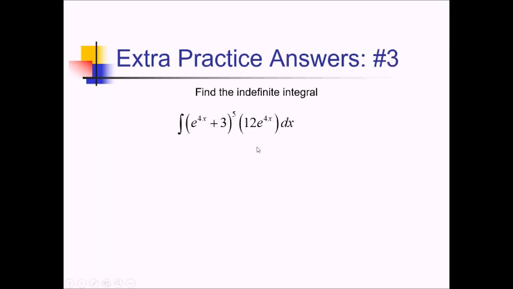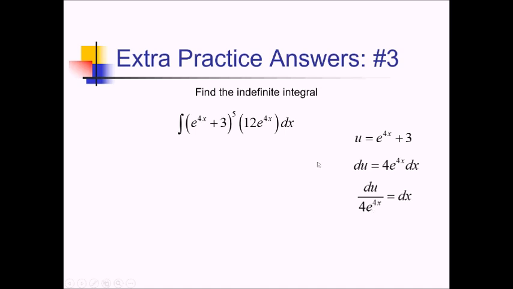On this problem, I notice that I have an inner function inside this 5th power whose derivative is somewhere else in the problem, so I'm going to try substitution here. Let me let u equal e to the 4x plus 3. Then du is going to equal the derivative of this, so 4e to the 4x, and then that 3 is just gone because it's a constant. Don't forget the dx. Dividing by 4e to the 4x, we get du over that stuff equaling dx.